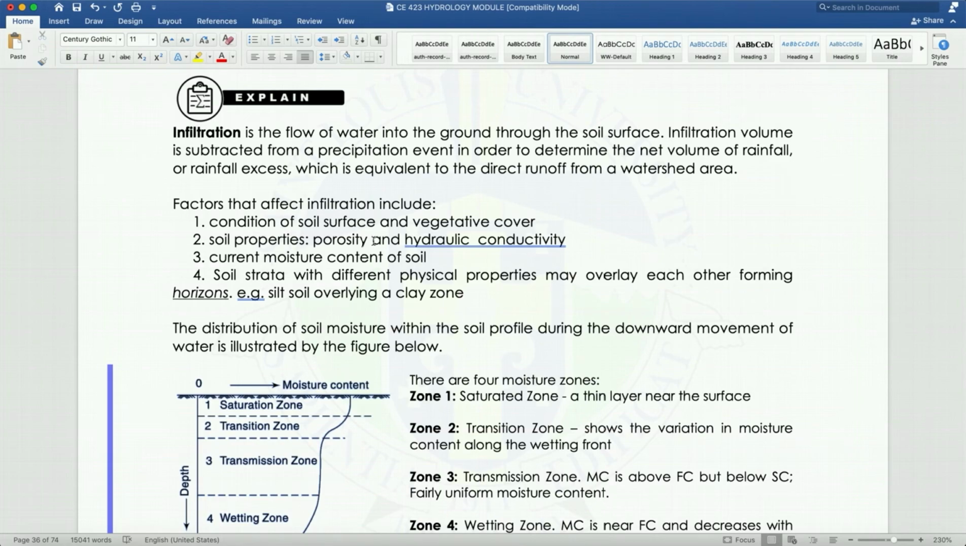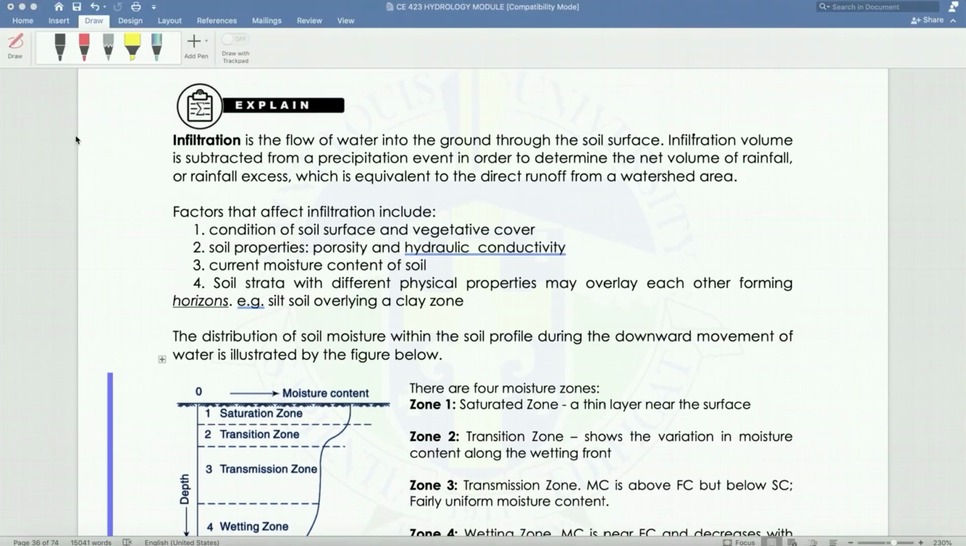Wherein, pag nabasa ang clay, nagka-absorb siya ng water, it can expand, versus a sand wherein mas malalaki ang void spaces natin, where from there masasabi natin na mas mabilis na magpe-penetrate yung water compared sa clay na mas maliliit yung particles na pag nabasa it can expand, thus slowing the rate of infiltration. Okay? And when we say hydraulic conductivity, it is the easiness of water to penetrate or to seep through the voids. Next is the current moisture content of soil.